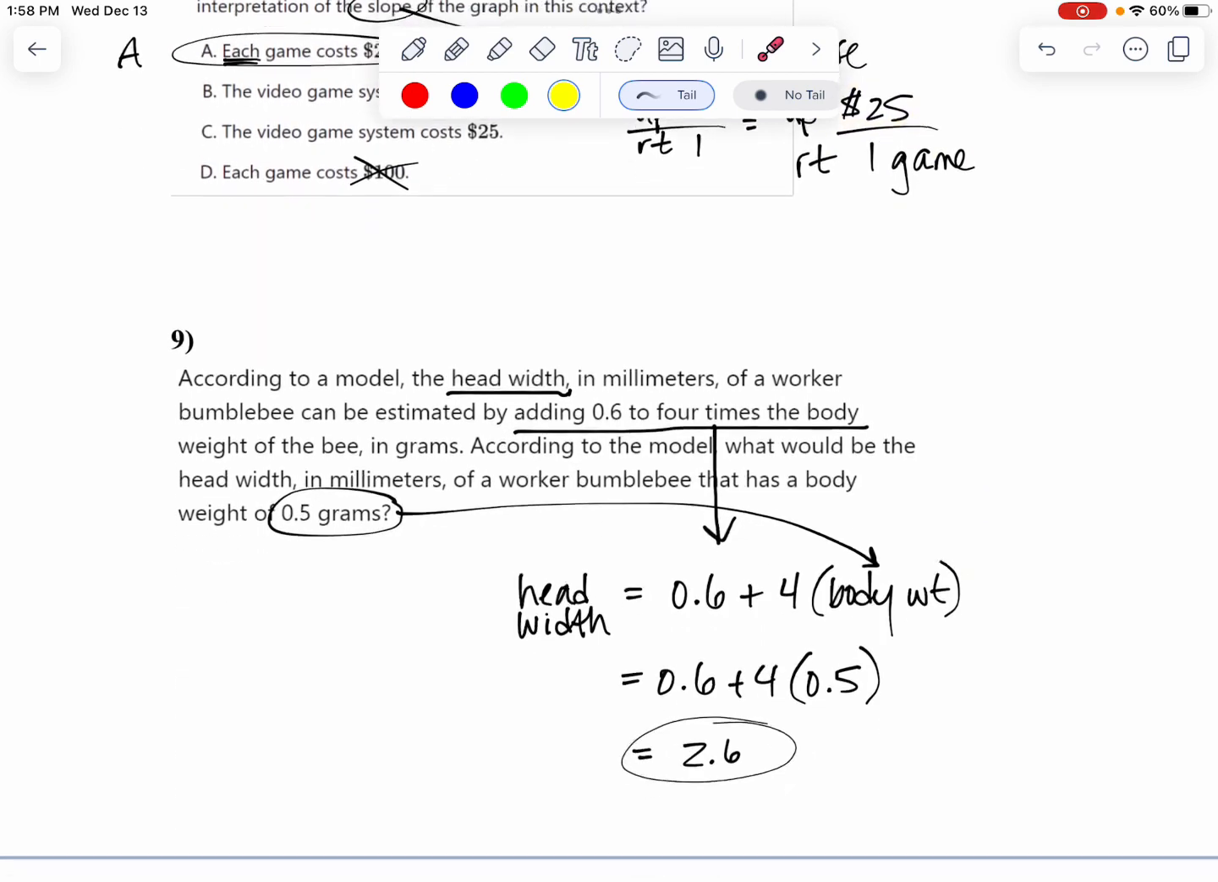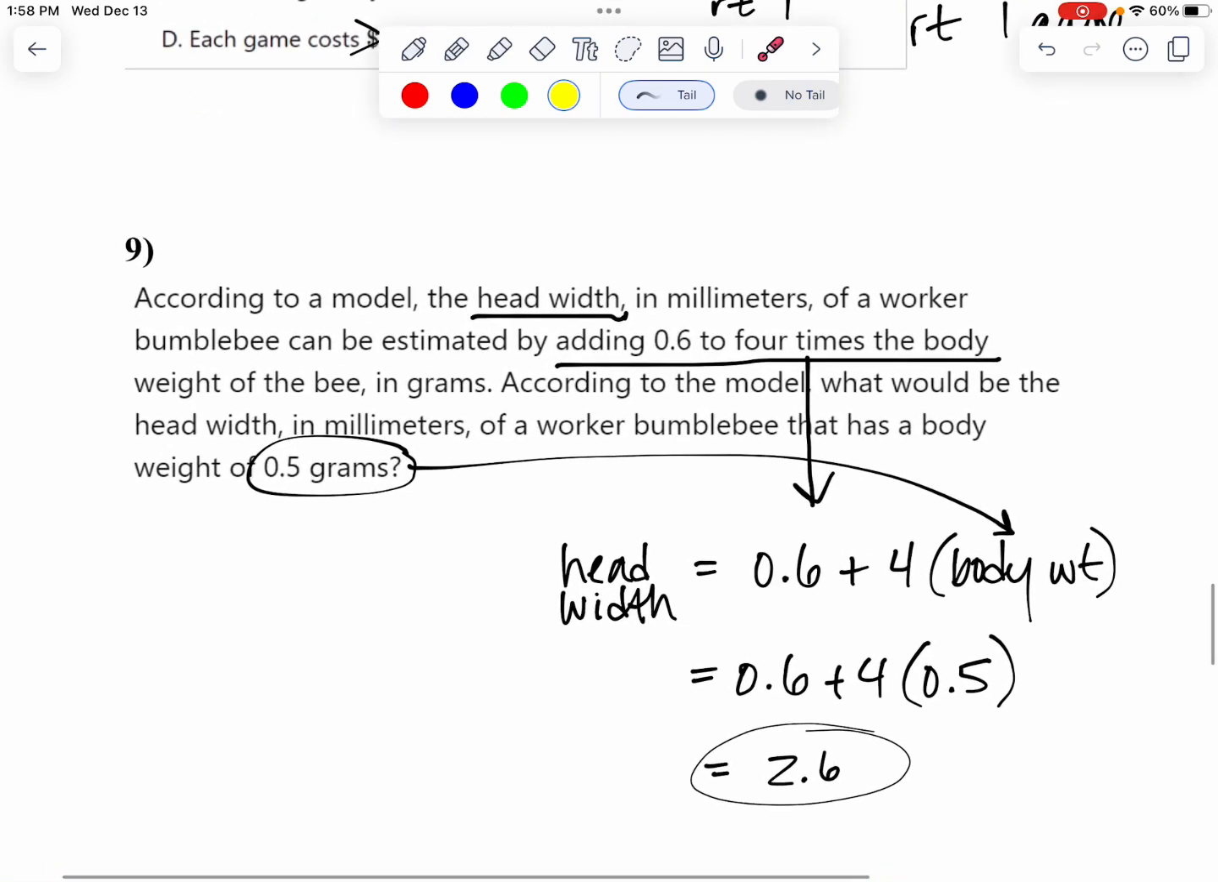Okay. Last problem, you guys. According to a model, we can take the head width of a bumblebee. Can you imagine measuring the width of a bumblebee's head? You can estimate it, because who wants to actually measure it, by adding 0.6 to 4 times the body weight. It's probably easier to weigh a bee than it is to measure their head. Am I right? So anyways, I am going to translate this into a mathematical sentence. And notice I'm not using x's and y's. I'm actually using head width and body weight.